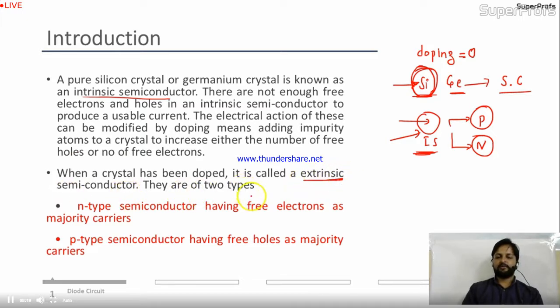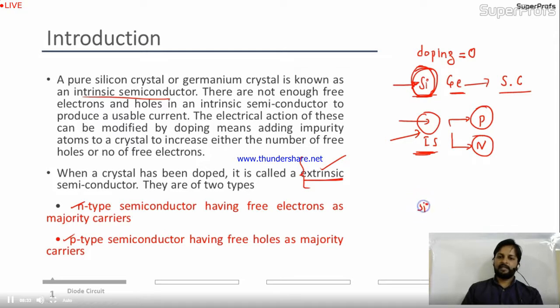Okay, there are two types. When you add the impurity into the pure intrinsic semiconductor, it will become an extrinsic semiconductor. And we have two types of extrinsic semiconductor. One is N-type, second is P-type. The N-type semiconductor has free electrons as majority carriers.